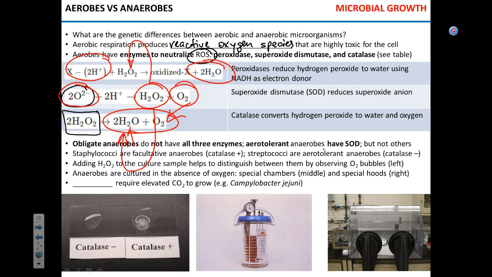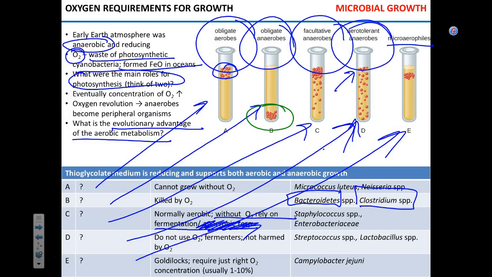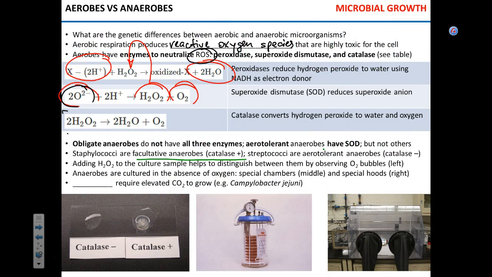Okay. Now, let's go back to the genetic differences. What if the microbe has enzymes for all three? They will probably be facultative anaerobes or obligate aerobes. Obligate anaerobes, if I go back for a second, you see where they grow? They cannot stand oxygen, which means they have none of these three enzymes. They do not have means to protect themselves from reactive oxygen species. Is that clear? Good? Awesome.